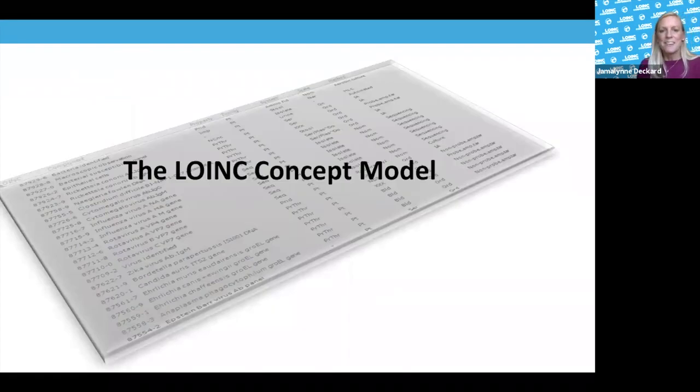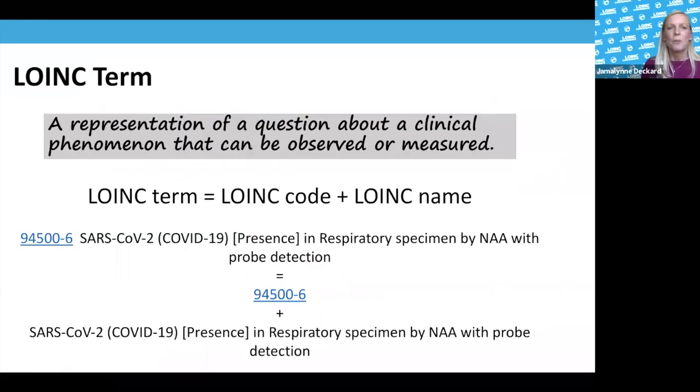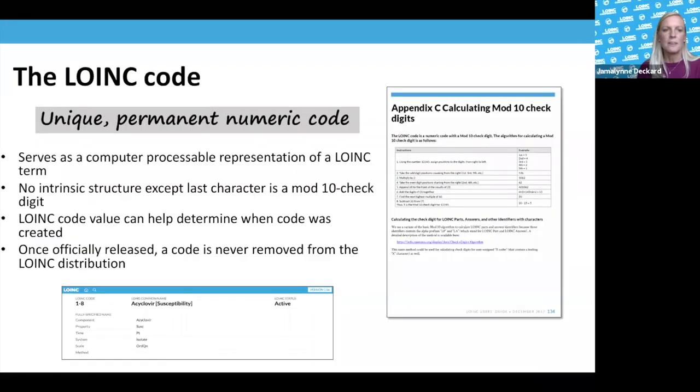All right, so now we're going to dive into the LOINC concept model. So whenever we talk about a LOINC term, we're actually talking about the LOINC code as well as the name. So the whole thing, the code plus the name, and there's different names that can be used, but those things represent a LOINC term. And it's the observation or measurement that is done on a patient.